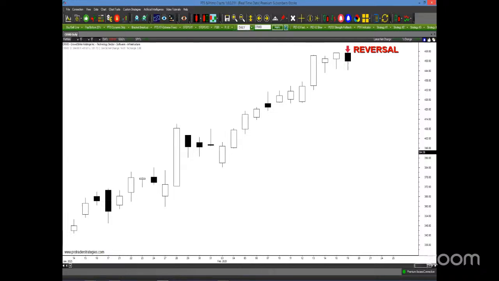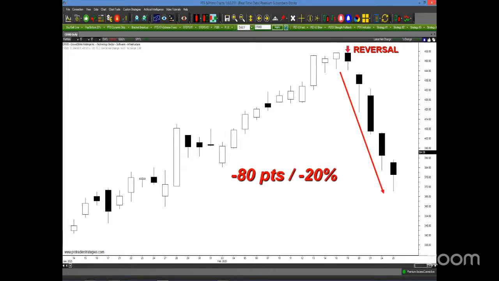For example, this entire time that CrowdStrike had been going up from January up until February, this past week, there were no reversal setups until right here. This was on the 19th. This was just literally a couple of days ago, or a week ago, I should say. And look what happened. The stock fell 80 points, or it lost 20% of its value in just a week.